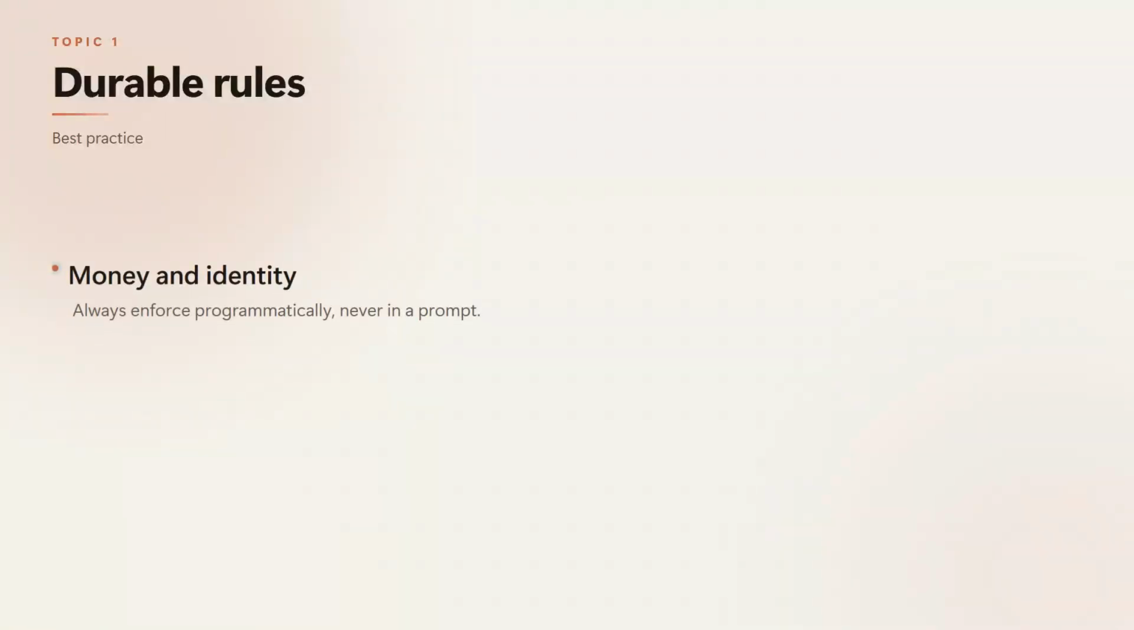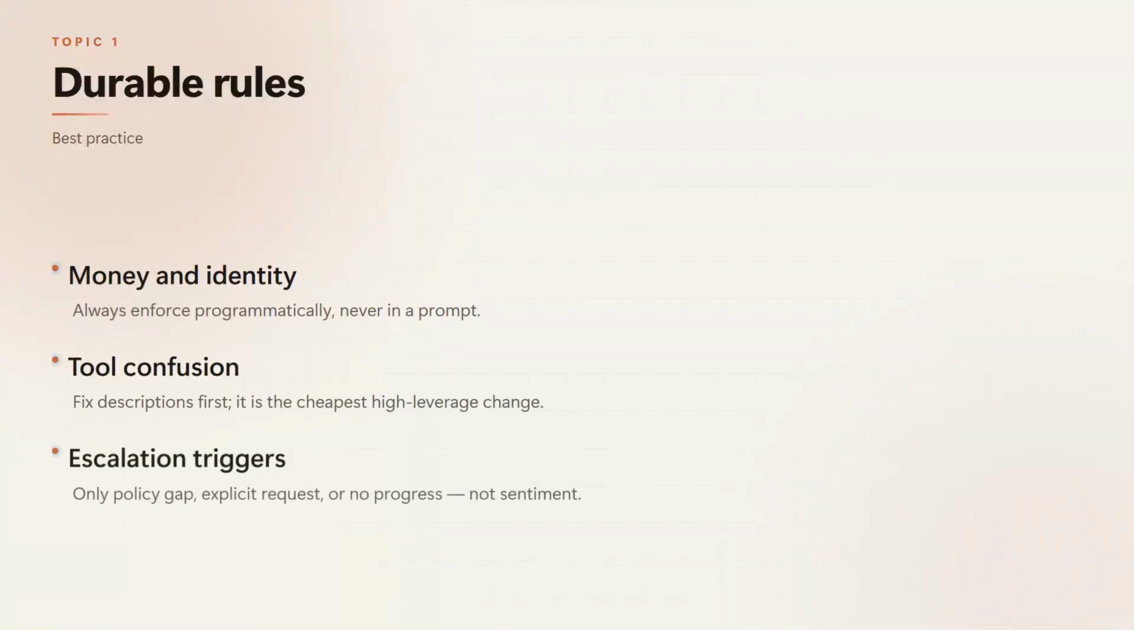The durable rule is, where money or identity moves, enforce programmatically, never rely on prompt wording, because a rule that usually holds is not a rule that always does, and refunds are irreversible. For tool confusion, fix the descriptions first, it is the cheapest high-leverage change. For escalation, the only valid triggers are a policy gap, an explicit customer request, or no progress after investigation, never sentiment or confidence scores, because those are proxies that misclassify edge cases.